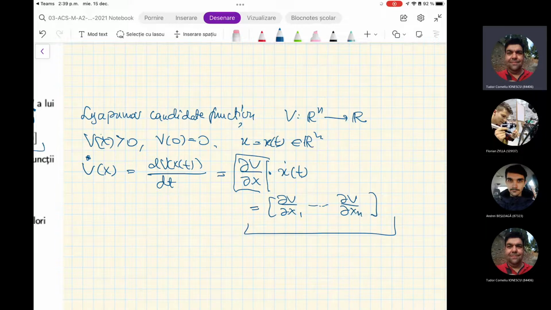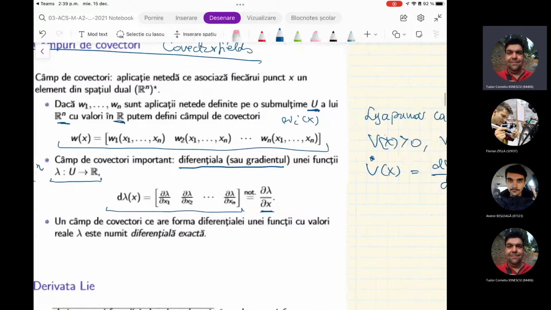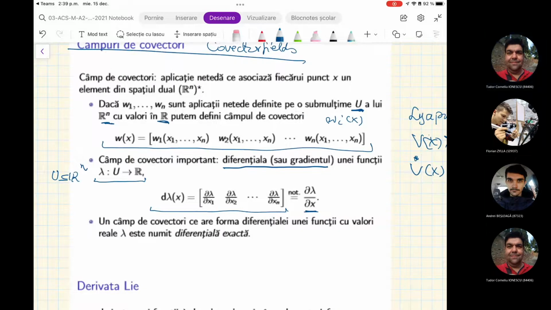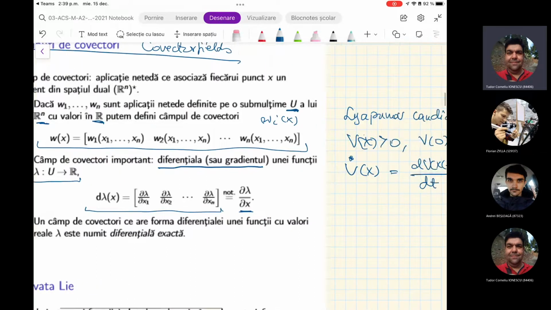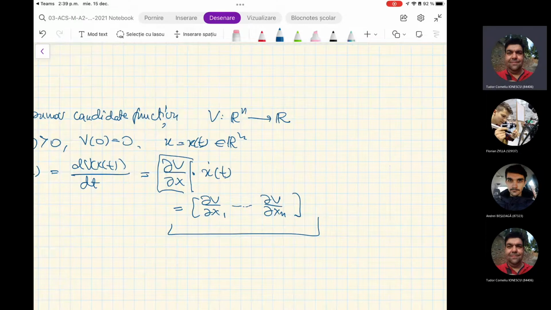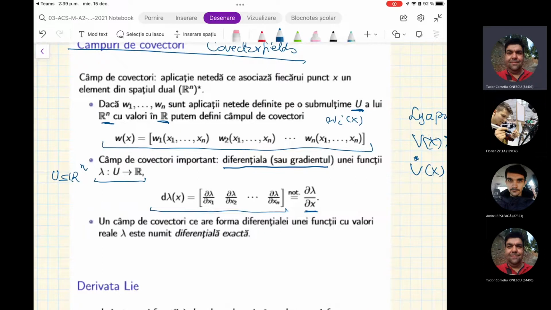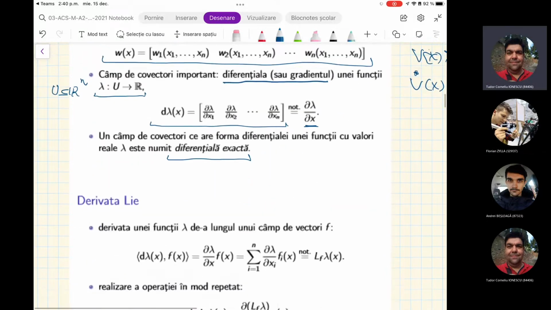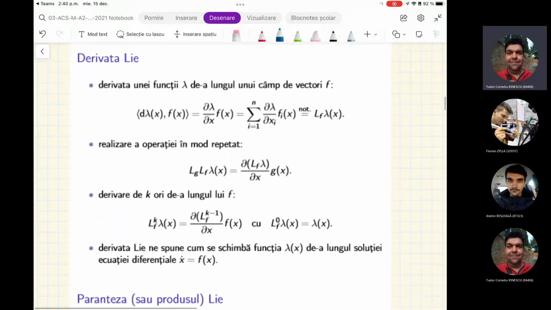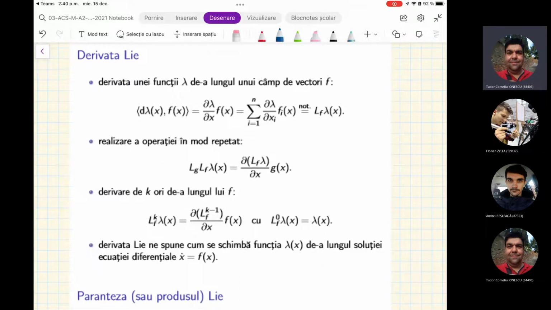So this was the gradient. We have already encountered this notion when we were talking about Lyapunov functions. So it's a covector field that has the shape of the differential of some function with real values called lambda. It's called an exact derivative or an exact differential. And now we introduce another geometric concept, the Lie bracket.